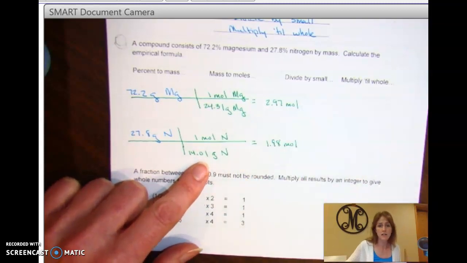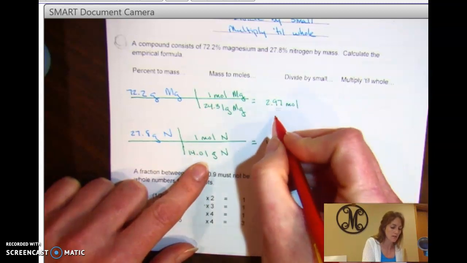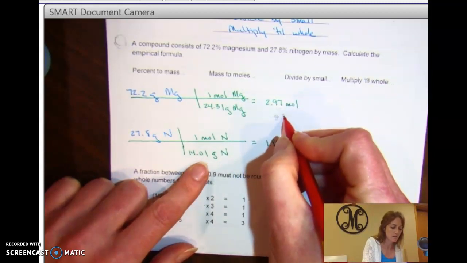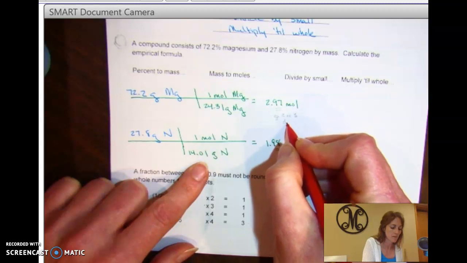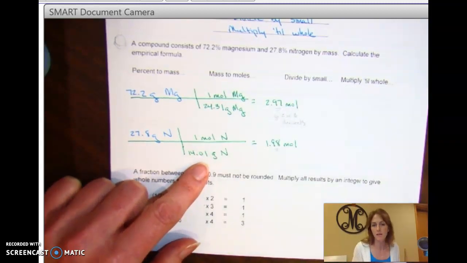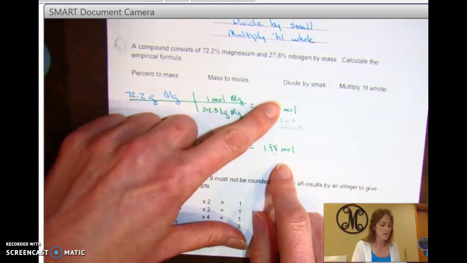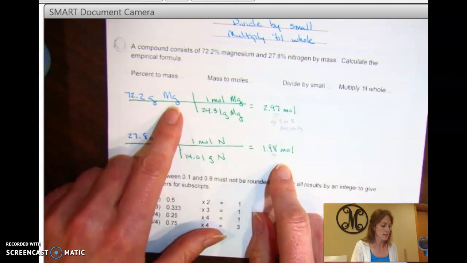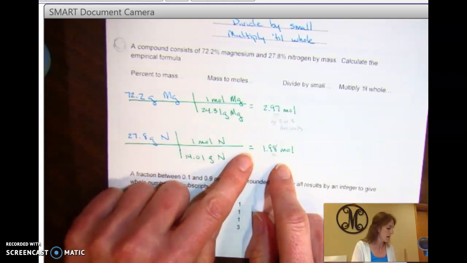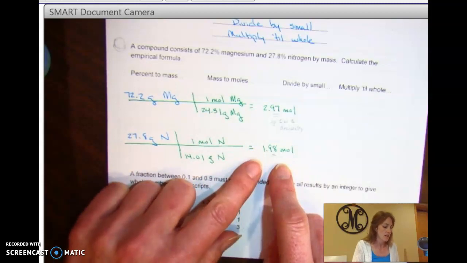Now, a little tip. You need to take these to at least 2 or 3 decimal places. No rounding yet. I went 2 on this example, and that'll work for you. So now I have 2.97 moles of magnesium for every 1.98 moles of nitrogen.